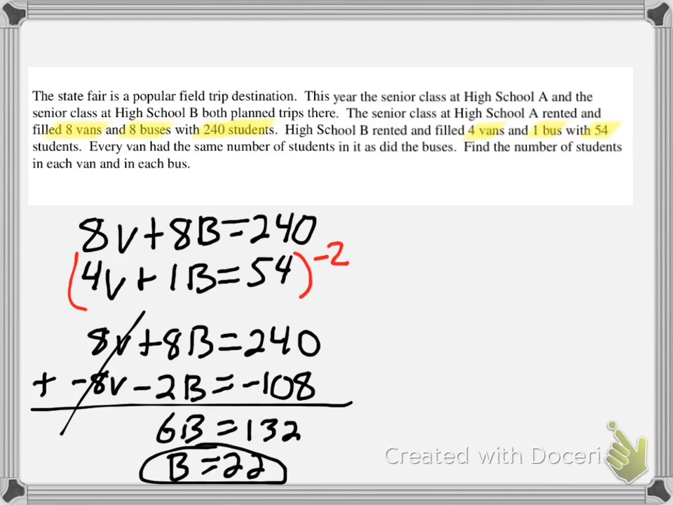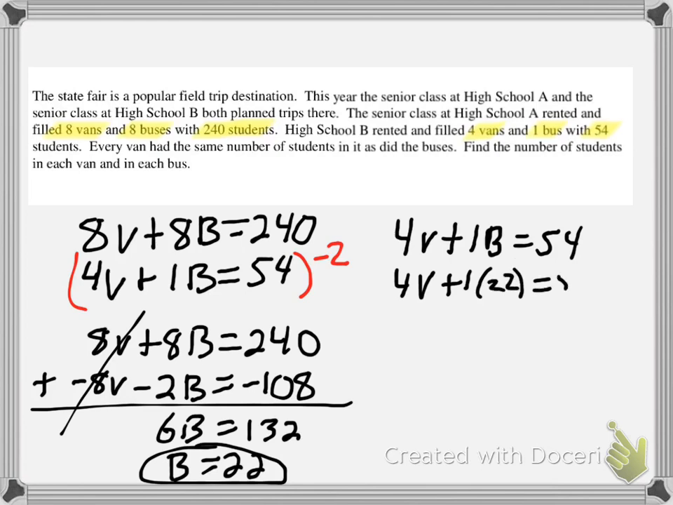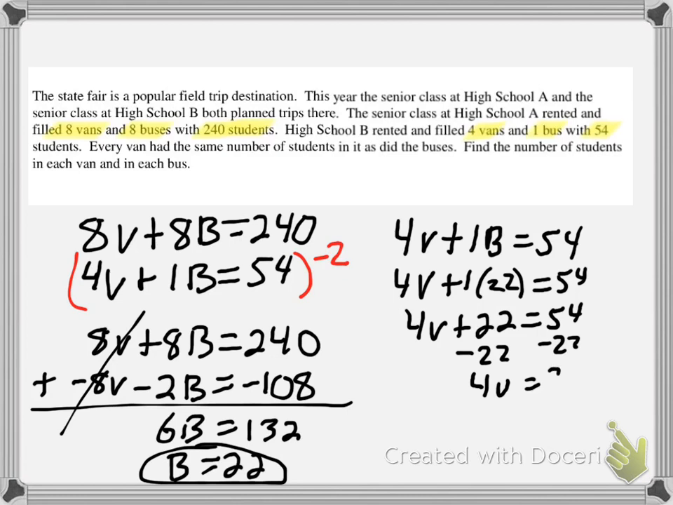So again, to find the other variable, I just have to pick an equation, whichever one looks easier to me. I think the original bottom one looks pretty easy. So 4v plus 1b is equal to 54. Well, my b is 22, so I plug in 22 for b. That gives me 4v plus 22 equals 54. And if we subtract 22 from both sides, I get 4v is equal to 32, which means my v would have to be equal to 8.